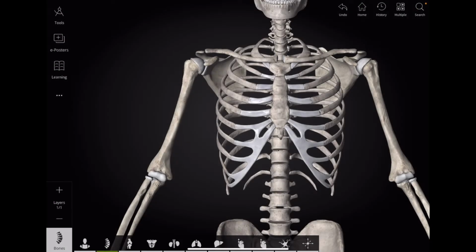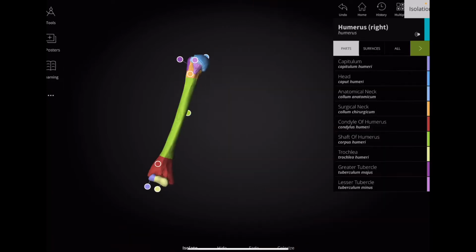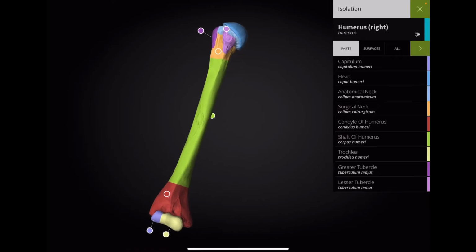Hi everyone. So today we're going to talk about the humerus. We're going to go through all the major and minor landmarks of the humerus. So let's start with the major ones.